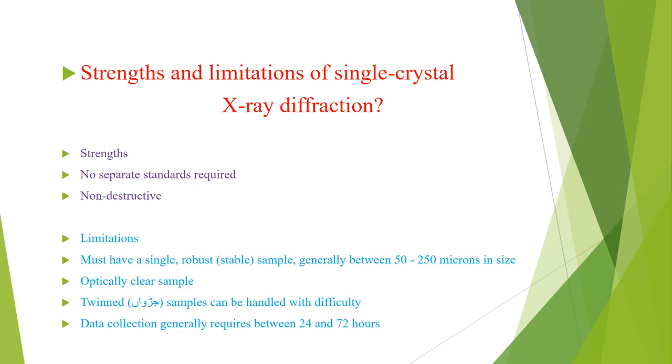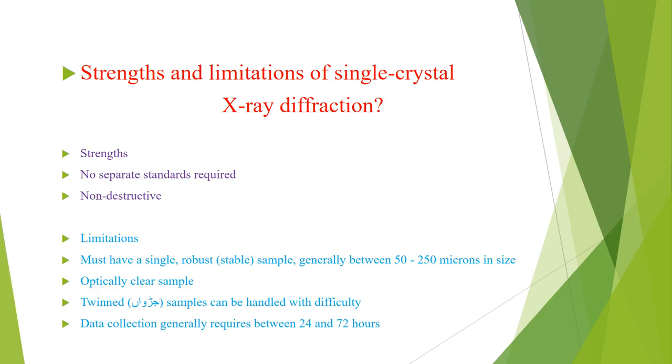And when we move on towards the limitations, it must have a single robust stable sample, generally between 50 to 250 microns in size. This is one of the limitations, that if we don't have a single crystal, then this technique will not work to determine the structure of that crystal lattice. And for this, the size would have to be in the range from 50 to 250 microns.